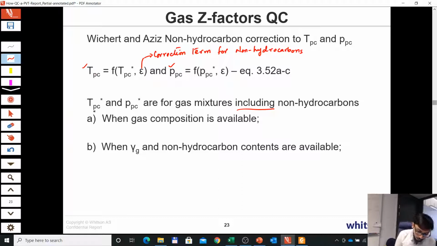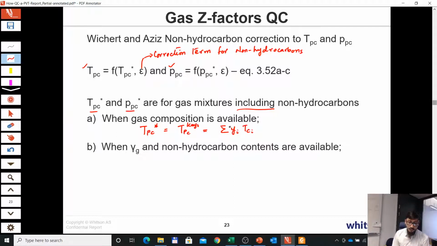Now, how do you calculate this TPC star and PPC star values? Again, there are two ways of doing it. If you have the gas composition available, then it's straightforward, because this TPC star is actually the TPC from Kay's mixing rule, which, as we mentioned before, is the sum of yi times TCi, and this includes all the components, including non-hydrocarbon. And the same goes for the pressure.